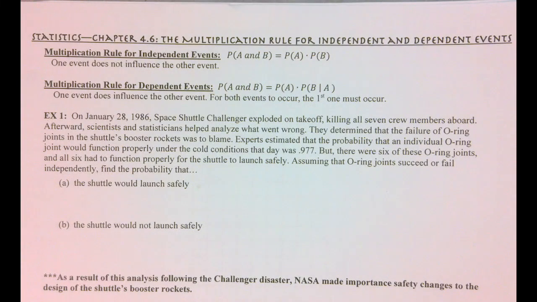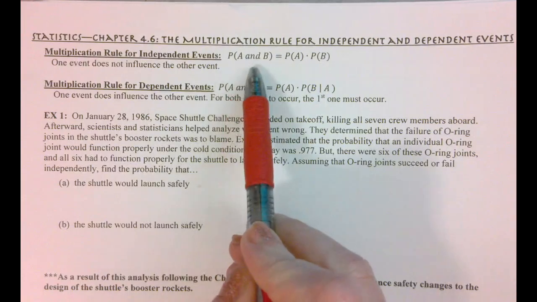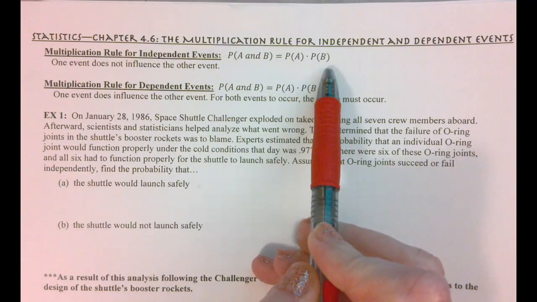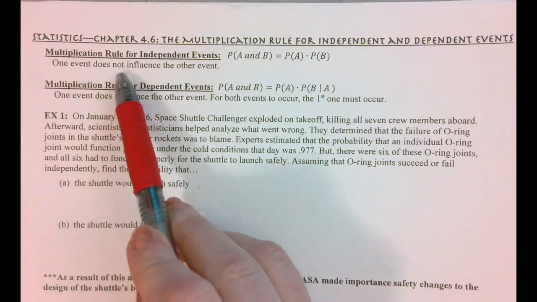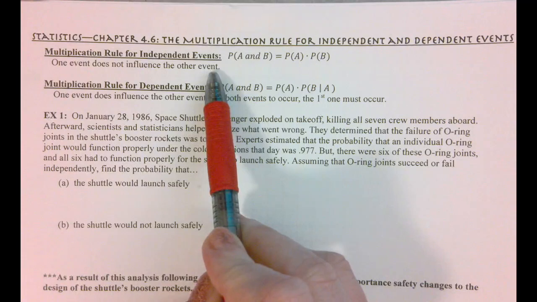All right, so the topic for today is chapter 4.6. We're looking at the multiplication rule for independent and dependent events. So if we're looking at independent events, probability of A and B, we're just multiplying the two probabilities. One event does not influence the other event, so each event is entirely independent.